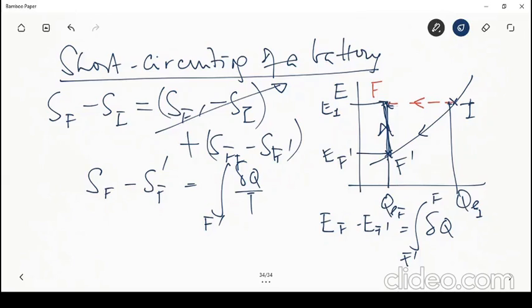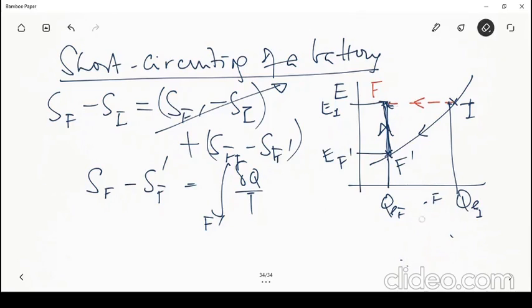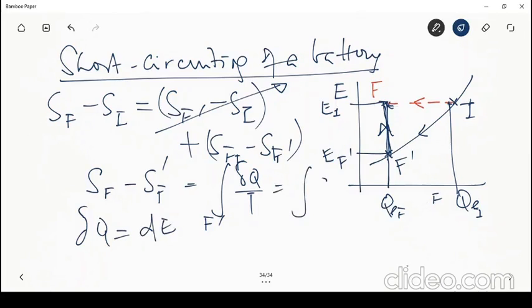So since this is known, actually instead of writing the integrated expression, we can actually write the first law in the differential form for the path. It will actually be dE. So delta Q is actually equal to dE for this process. Okay, so this will be equal to integral of dE by T from F prime to F.